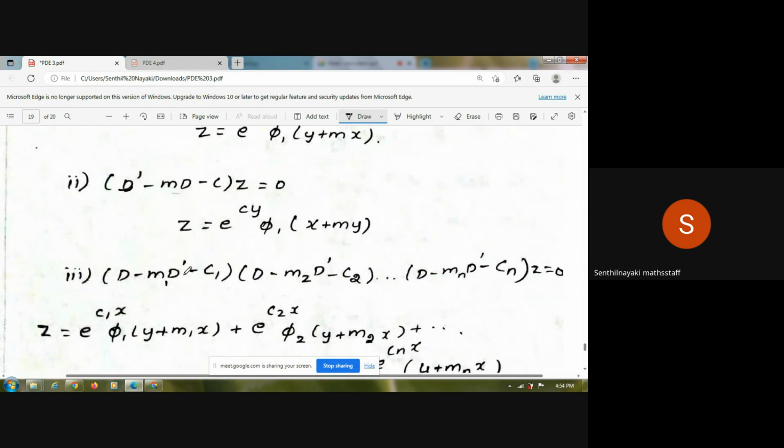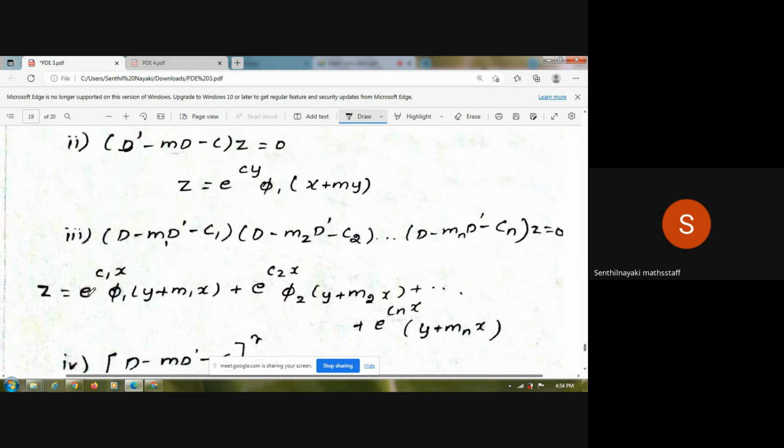If there are many factors, they have different m1, m2 and mn values, c1 and c2 values, then the solution can be written like this: e power c1x into pi 1 of y plus m1x plus e power c2x pi 2 of y plus m2x plus etc., e power cnx pi n of y plus mnx. So we have to collect m1, m2 and so on up to mn.